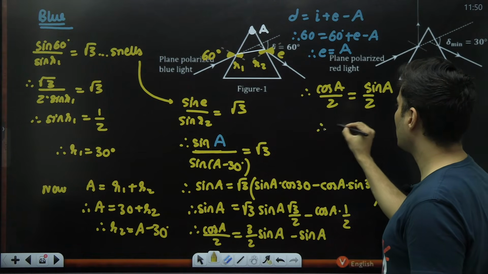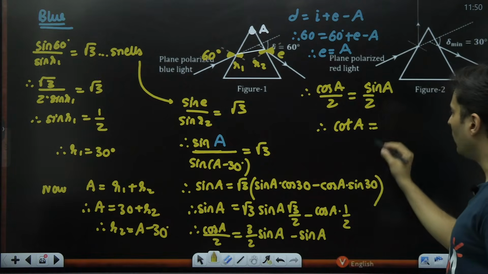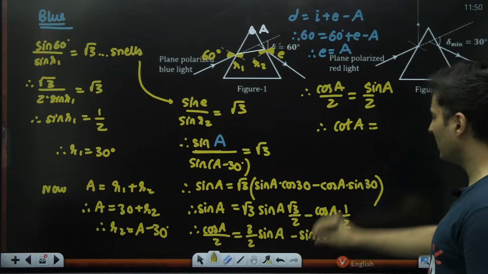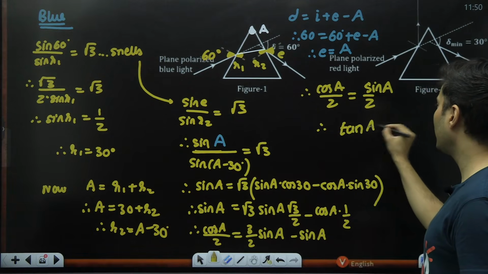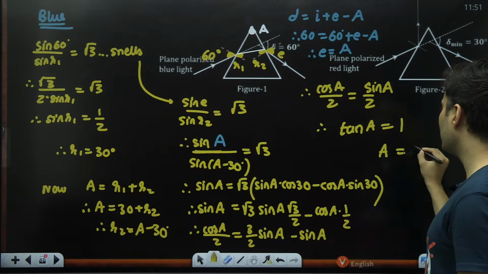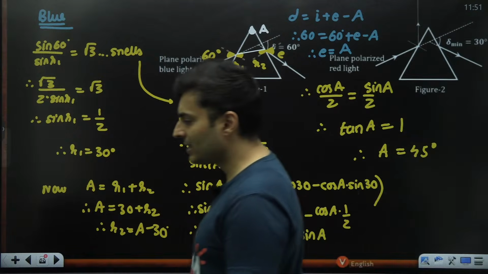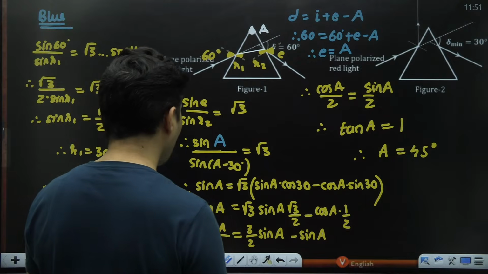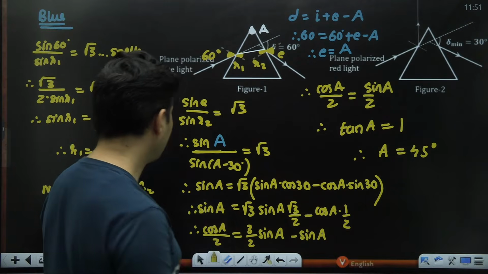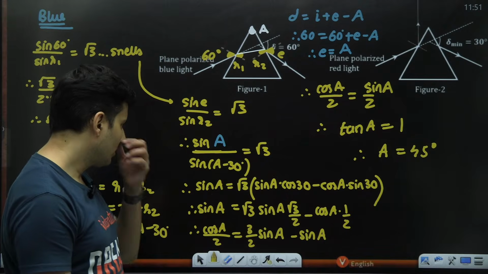Just check this out. So therefore cot of A, or basically even I can take tan of A, yeah, tan of A is equal to 1. So A is basically 45 degrees. Just check this out. A is basically 45 degrees. Is that right? If A is 45 degrees, have we done it properly, everyone?